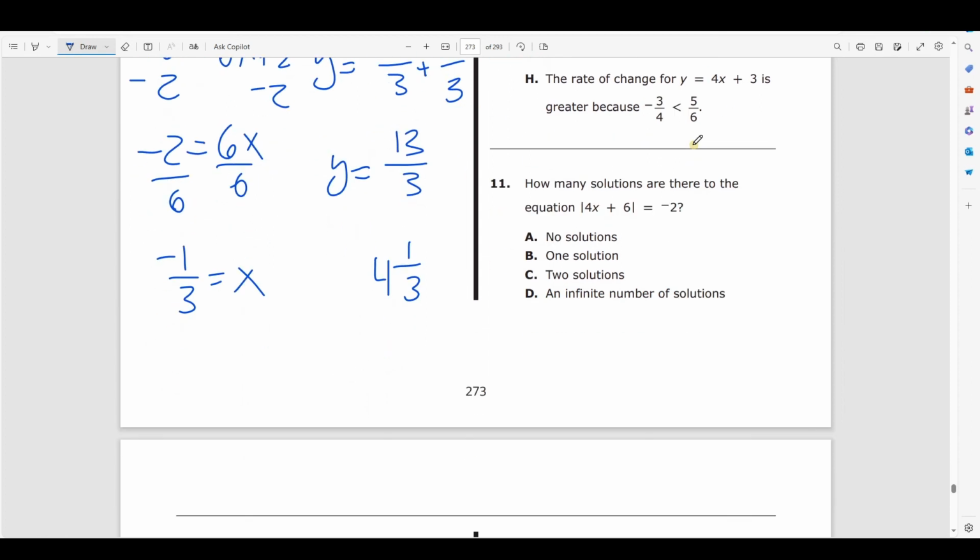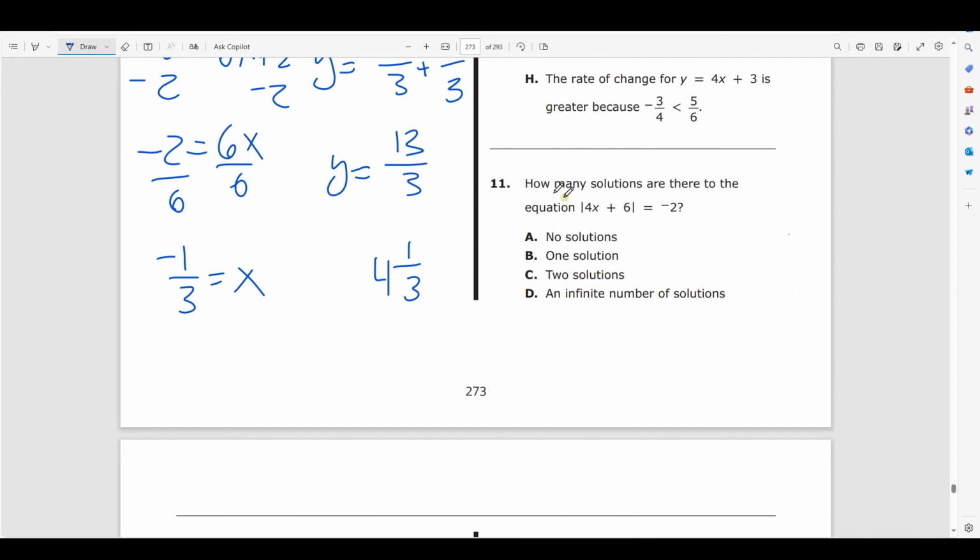Number 11 asks, how many solutions are there to the equation the absolute value of 4x plus 6 is equal to negative 2? Now, what is an absolute value? An absolute value always gives you a positive value. So if I had the absolute value of negative 2, that is always going to equal 2. If I had the absolute value of 2, that's always going to equal 2. Anything that's inside of these two lines of absolute value, it's always going to be a positive number.